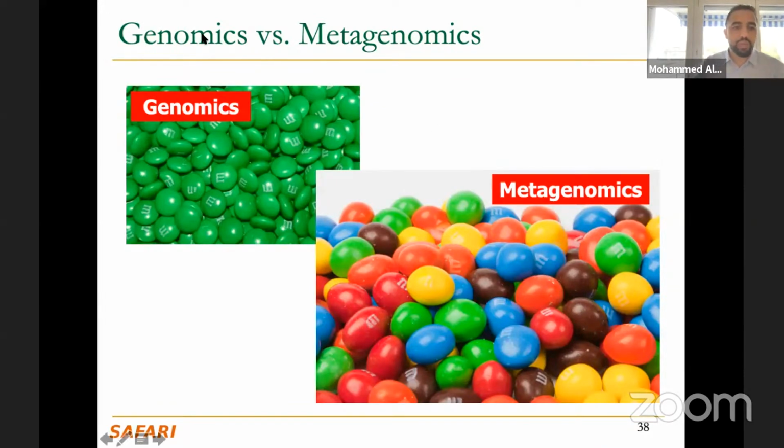Before following our papers, here is another analogy to think about it. Read mapping is like having homogeneous M&Ms, but when you are talking about metagenomics, you expect to find many different species, heterogeneous M&Ms, for example. This is just an analogy to help you remember what metagenomic analysis is.